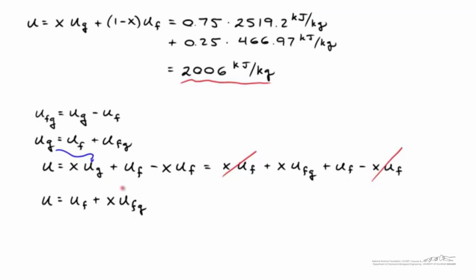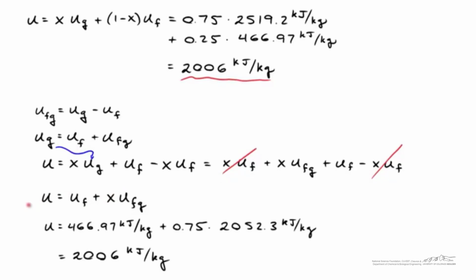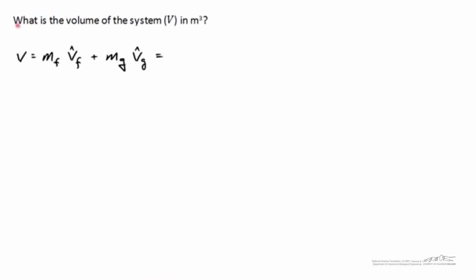So it's a little bit easier to work with, so I only have to enter the quality once into this expression, but I'll get the same number. So I plug in numbers for this, and indeed I come up with the same value, a little over 2,000 kilojoules per kilogram. So the last part is asking, what is the volume of the actual system?